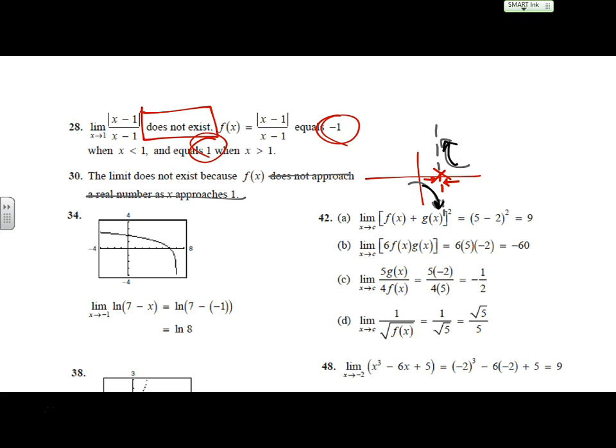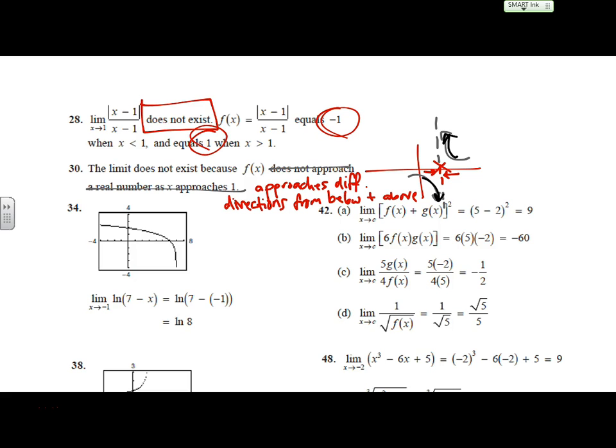Because f of x approaches different directions. Can I say that? Different directions. I'm not going to say different values because infinity is not really a value. I'll say different directions from below and above. Another way of saying it would be that the one-sided limits do not agree. They're going different ways. I disagree with the book's reasoning on that.